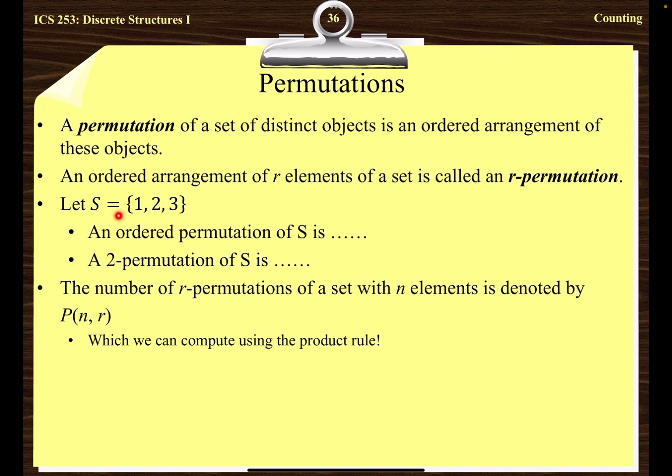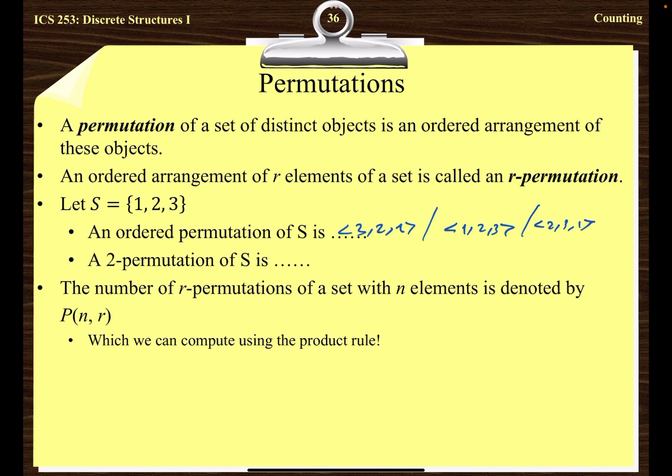For example, let S equal {1, 2, 3}. Can anybody give me an ordered permutation of S? 3, 2, 1. 1, 2, 3, right? So for example 3, 2, 1, 1, 2, 3, 2, 3, 1. All these are ordered permutations of S. How is it ordered? I put first 3 and then 2 and then 1. What's unordered? Can you do it unordered?